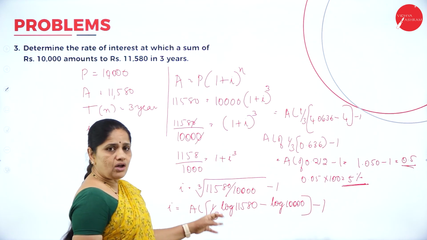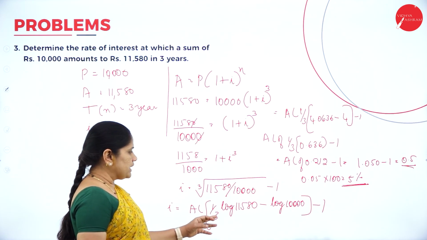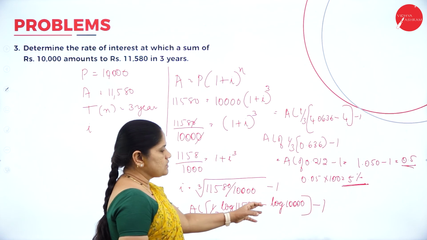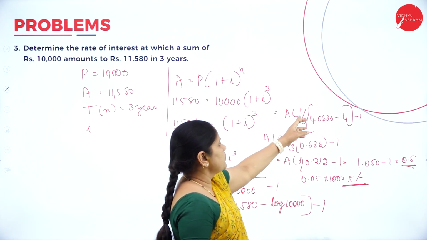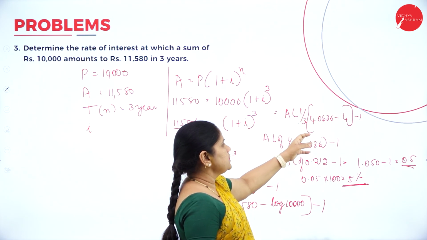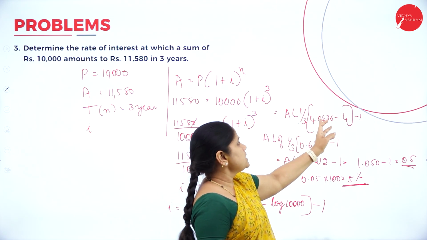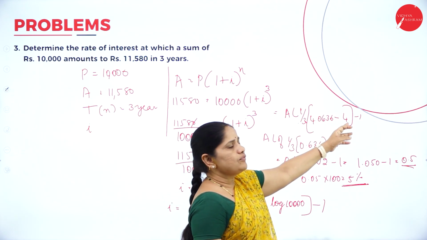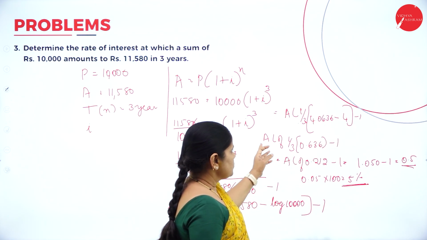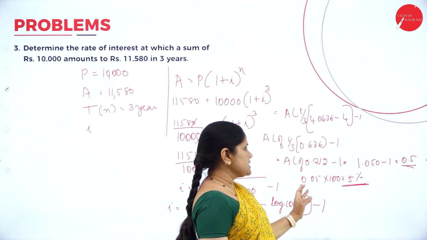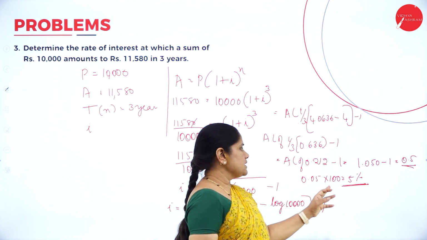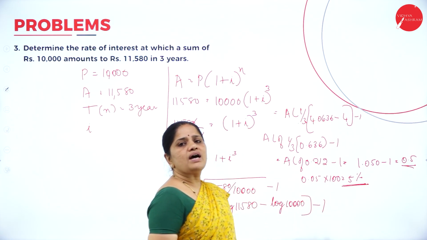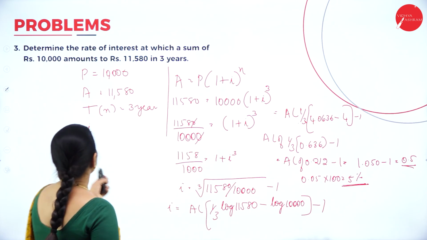Now I take the log values. So antilog of 1/3 of (log of 11,580 minus log of 10,000), minus 1. So this will be equal to antilog of 1 by 3 into (4.0363 minus 4), minus 1. When I simplify this, I get the answer as 0.05, or 0.05 into 100. So 5% is the rate of interest.